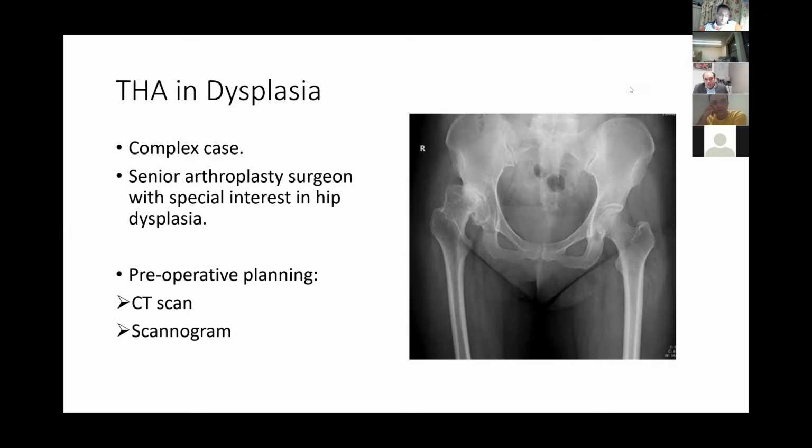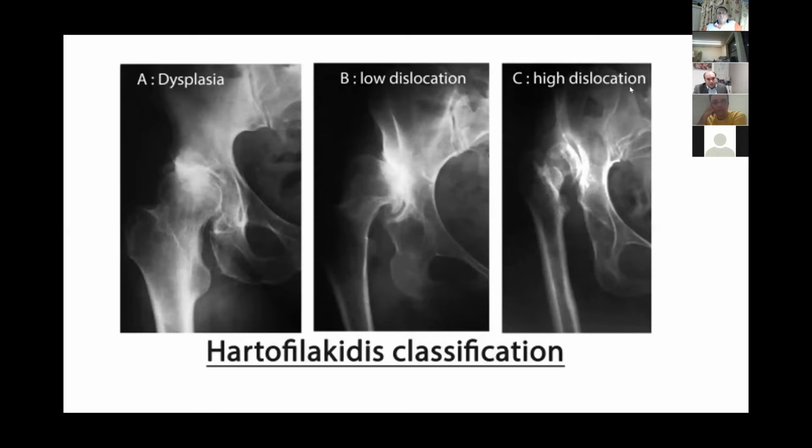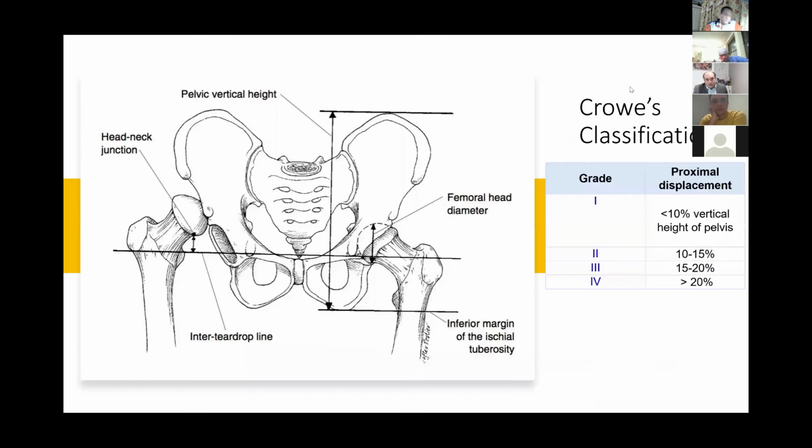So all of that needs to be put into consideration. And there's two main classifications you can look at. There's the Hartofilakidis classification system. This patient would be a type B, as Norman mentioned. And there's also the Crowe classification, but it's a more complex one and involves measuring the pelvic height and the percentage of proximal displacement from the pelvic height.